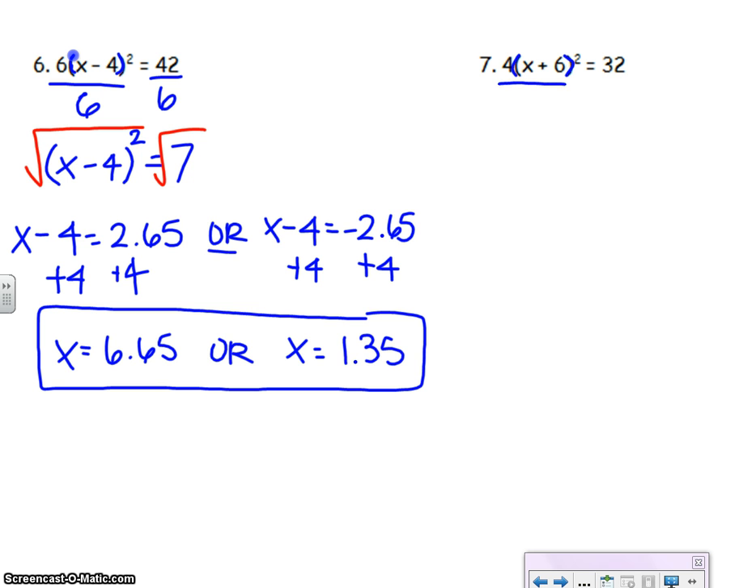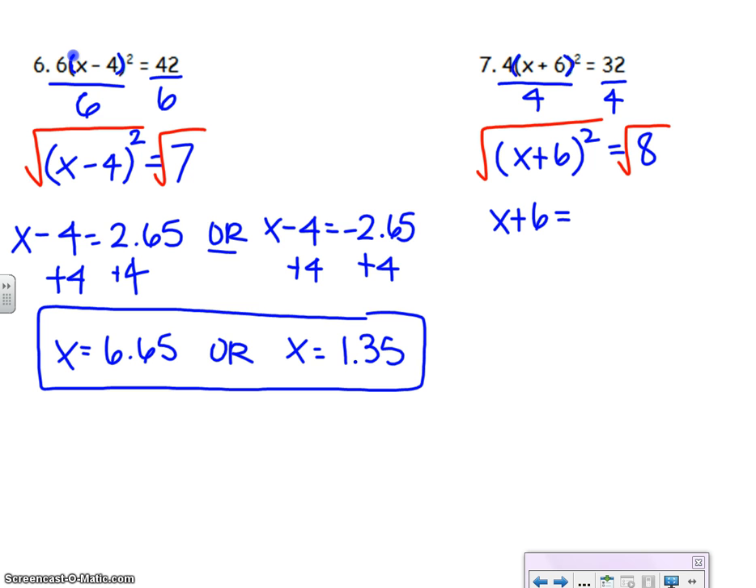being squared, so we need to isolate that. So we'll divide by 4. We have x plus 6 squared is equal to 8. And we'll go ahead and take the square root of both sides. And this is when we break into our 2 separate equations. So x plus 6 is equal to 2.83, or x plus 6 is equal to negative 2.83. And we're getting that 2.83 after we take the square root of 8 on a calculator.